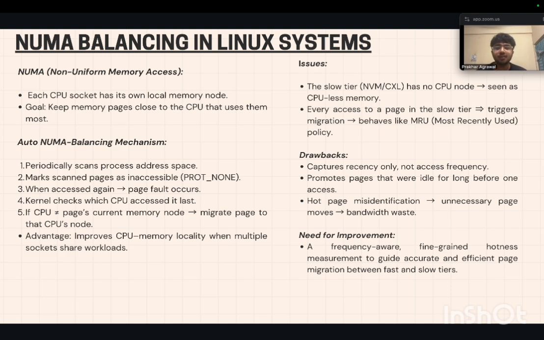So the issue here is that it is an MRU, most recently used policy, and it captures only recency, not frequency. For example, if the page was idle for a very long time and now it was accessed, according to NUMA balancing it is a hot page, but it is not. It is a cold page. So we have misidentified it and we are unnecessarily moving it upwards, and we are wasting our bandwidth. So we need an improvement.